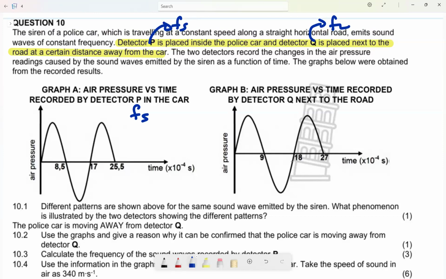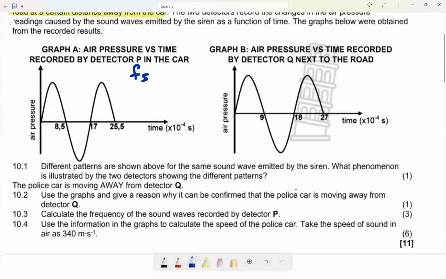So now let us be in a position of understanding if it is moving away or towards. Detector Q is placed next to the road at a certain distance away from the car. I understand it is at a certain distance away from the car, but the question is, is it moving away or moving towards? Maybe they will tell us. This will record now the frequency of the listener, like that.